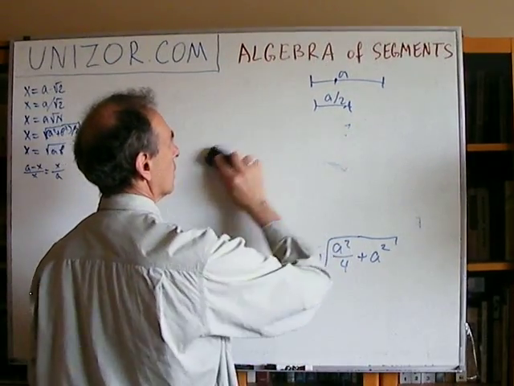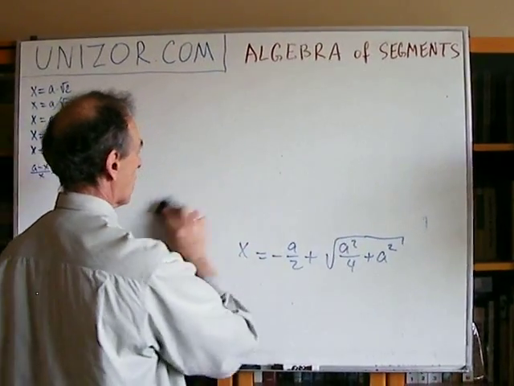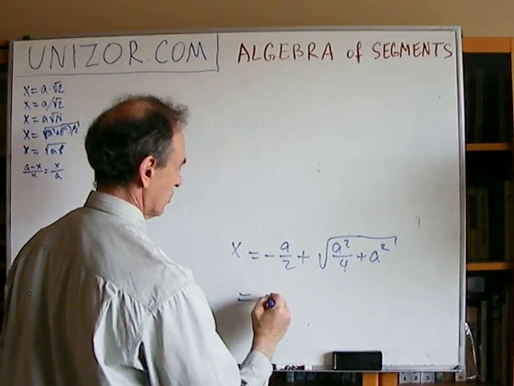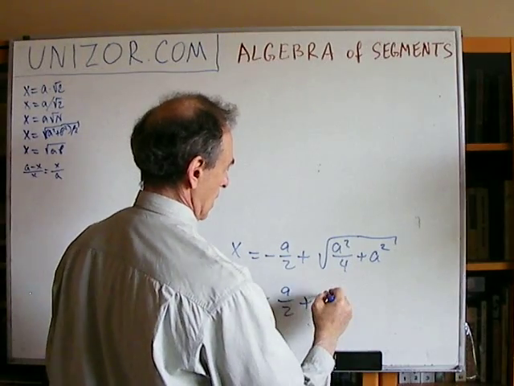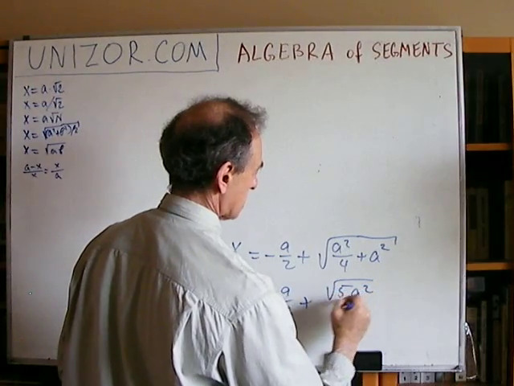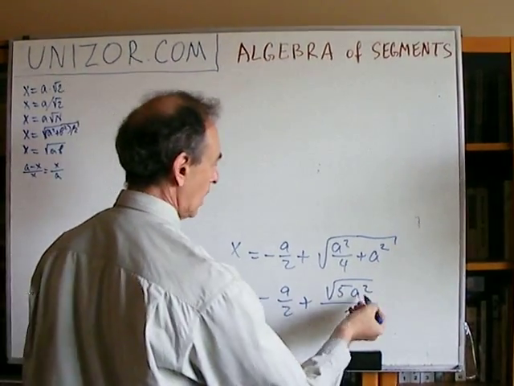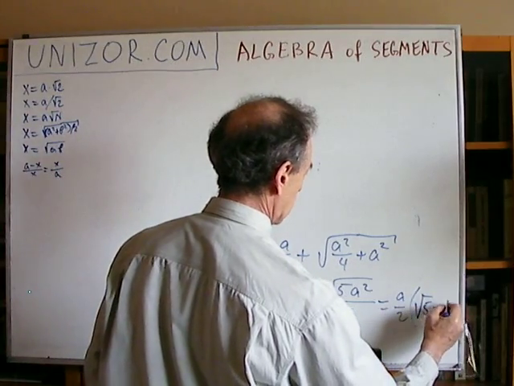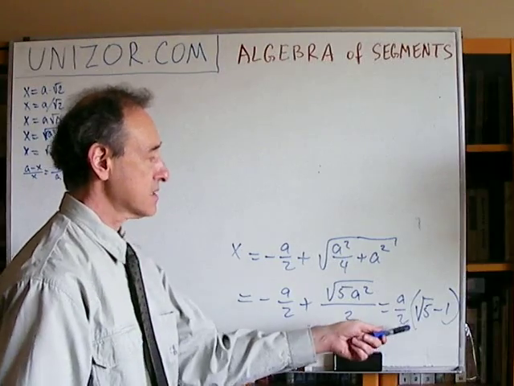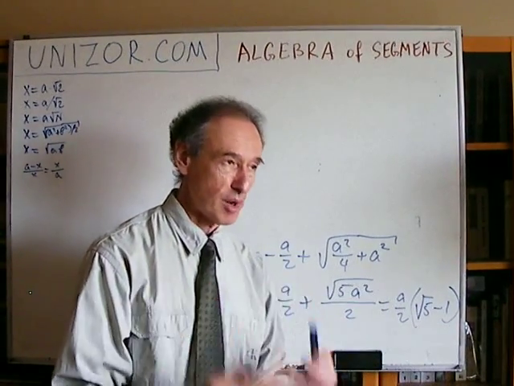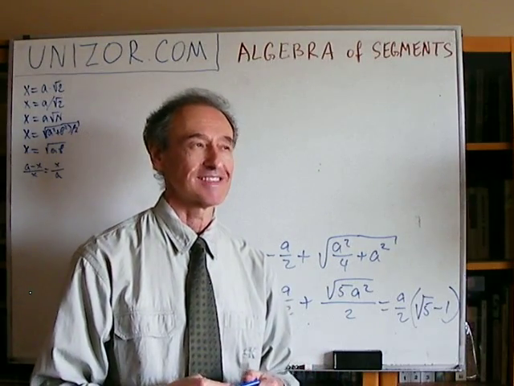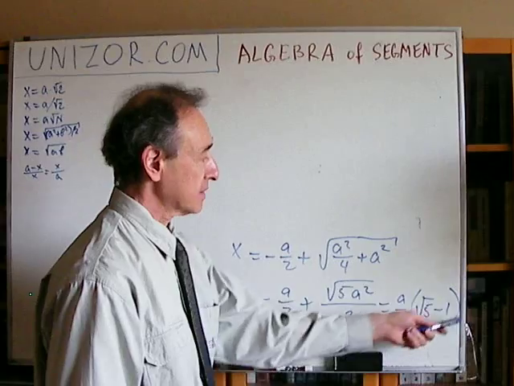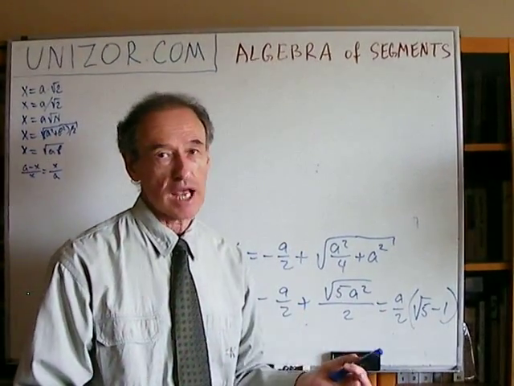Now, incidentally, for strictly algebraic purposes, we can simplify this, obviously, because this is equal to minus A divided by 2 plus square root of 5A squared divided by 4. A goes out, so it's A divided by 2 times (square root of 5 minus 1). That's what it is. So this is the algebraic solution to the golden ratio problem. But this is pure algebra. What I did before was pure geometry.